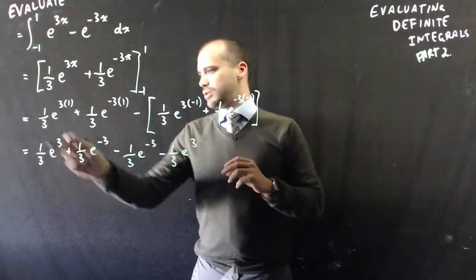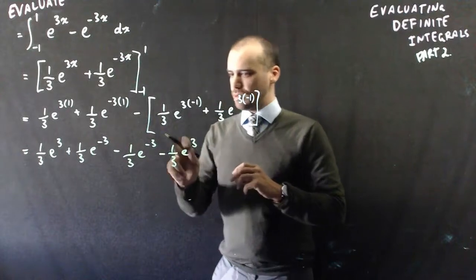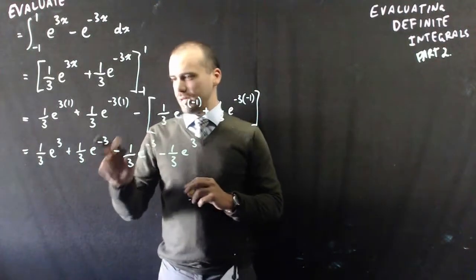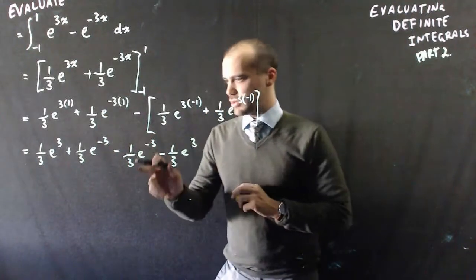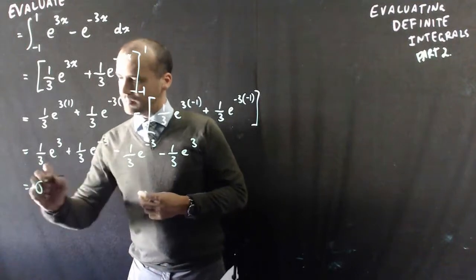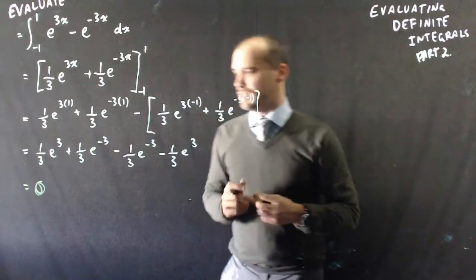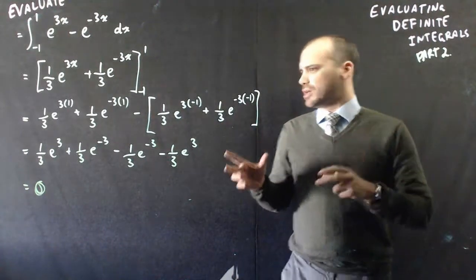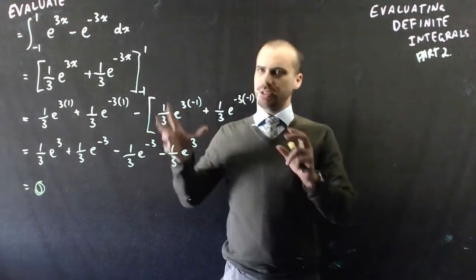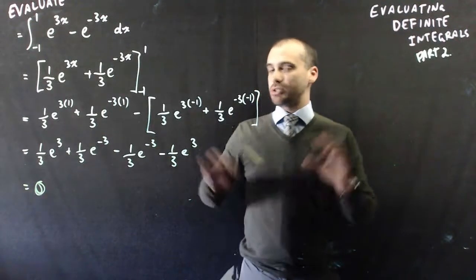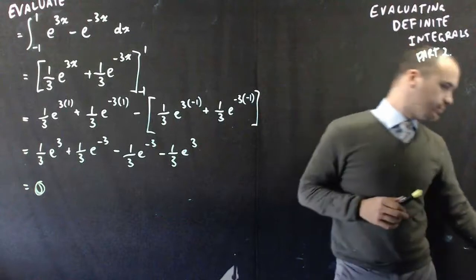Okay, 1/3 e to the 3 minus 1/3 e to the 3, they cancel each other out. 1/3 e to the -3 minus 1/3 e to the -3, they cancel each other out. I think the answer is 0. Bit of a weird trick question there. It looked really, really ugly, but it kind of all just sort of balances itself out in the end. Of course, that's assuming that I've put all the negatives in the right spot.